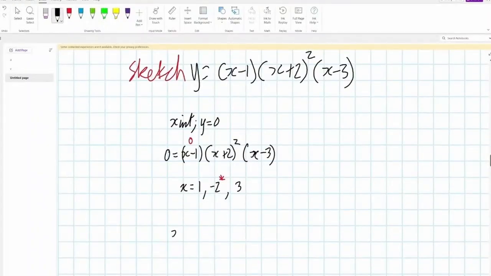Okay, so putting them in coordinate form in order, we're going to need -2, 0. We're going to put a little asterisk there because this is a turning point, because it's squared. We also have 1, 0, and then we have 3, 0.